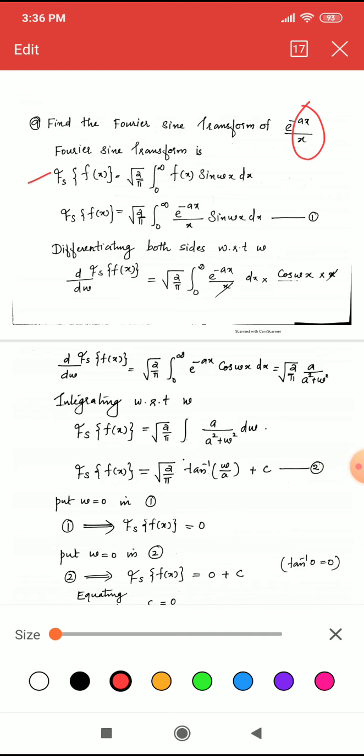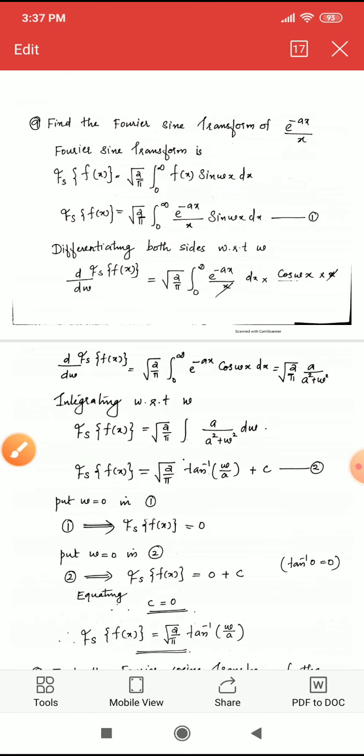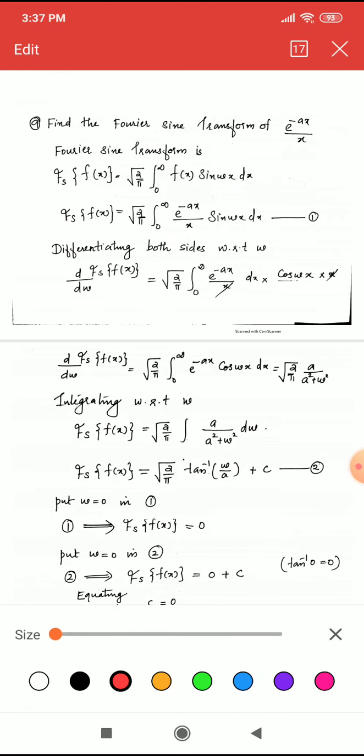First write the equation: Fs of f of x is equal to root of 2 by pi integral 0 to infinity f of x sine omega x dx. Then substitute f of x here, and we cannot integrate this term, so we use the method of first differentiating both sides with respect to omega.